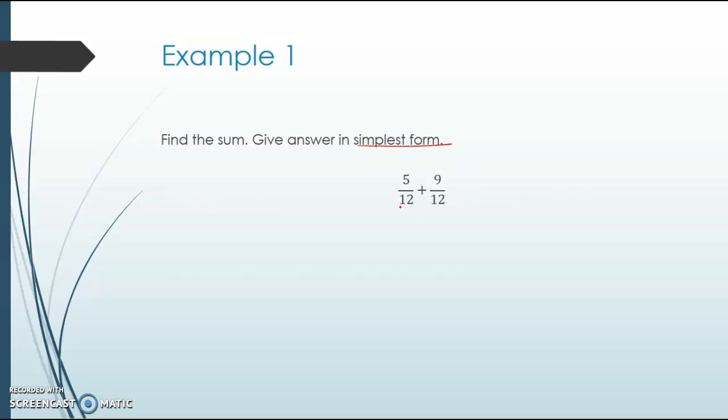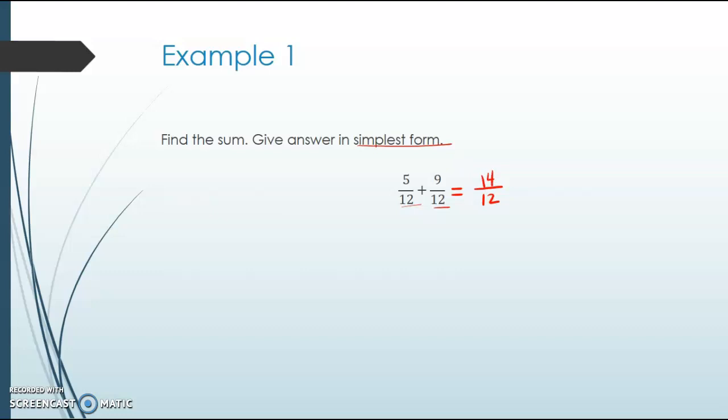First thing we're going to look at is to make sure that these denominators are the same. So remember, numerator is on the top, denominator is on the bottom. So I'm going to look at the denominators. They're both 12, so that I know that my answer is going to be over 12, because my denominator is going to stay the same. And I'm going to take that 5 twelfths plus the 9 twelfths. So 5 plus 9 is 14.